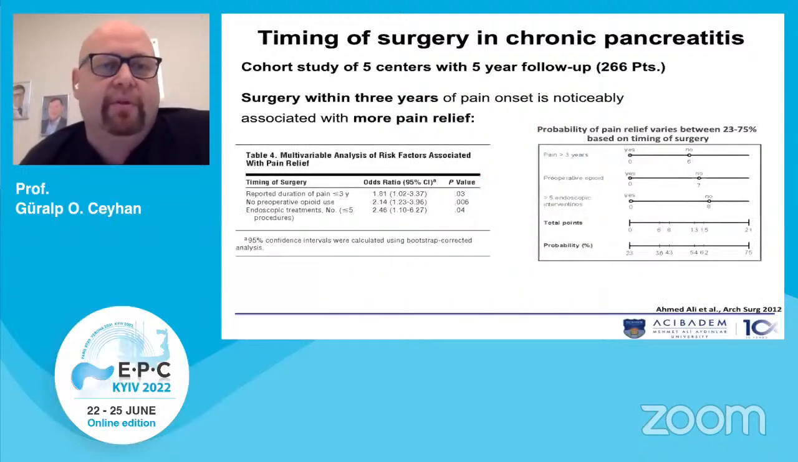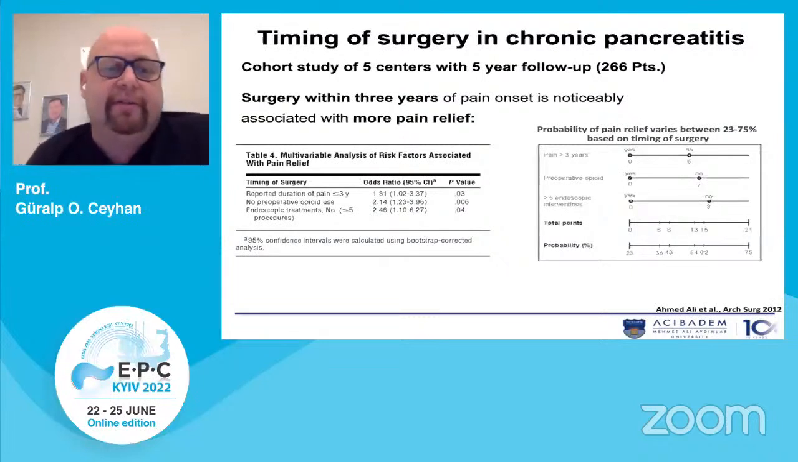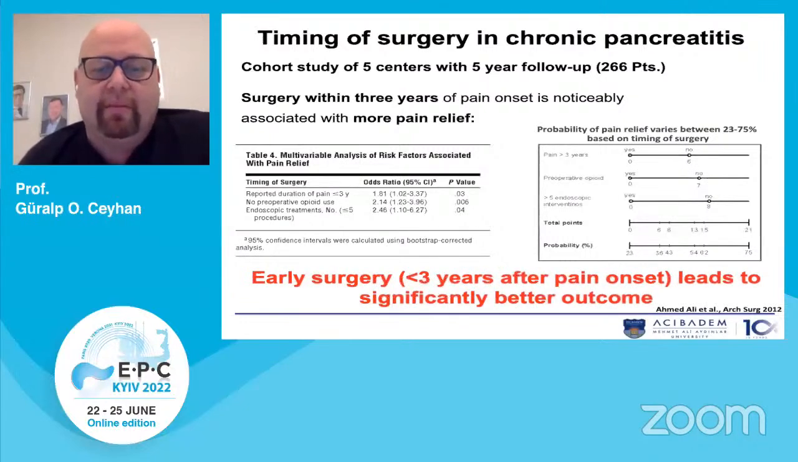We have similar data from a cohort study by Ali et al., which reported that patients with a duration of pain of less than 3 years, no preoperative opioid use, and fewer than 5 endoscopic procedures had the best outcome. So that means, again, the timing of surgery is crucial.